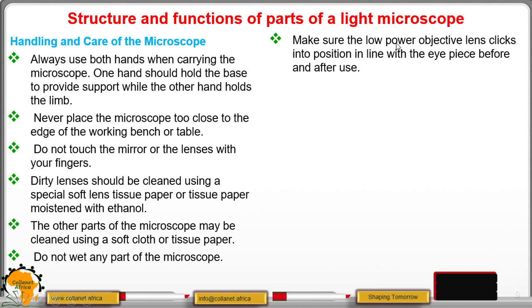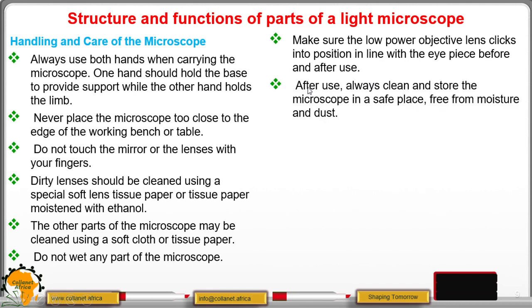Always ensure the low power objective lens clicks into position in line with the eyepiece before and after use. After use, always clean and store the microscope in a safe place, free from moisture. As we have said, moisture will make the microscope parts rust, and dust will make the lenses and the mirror dirty.